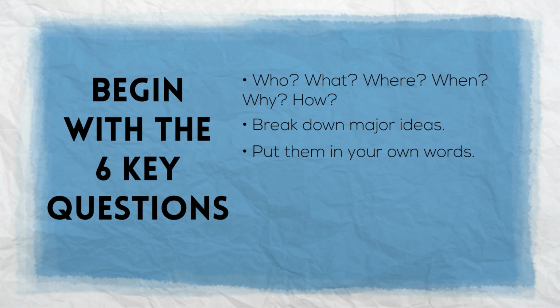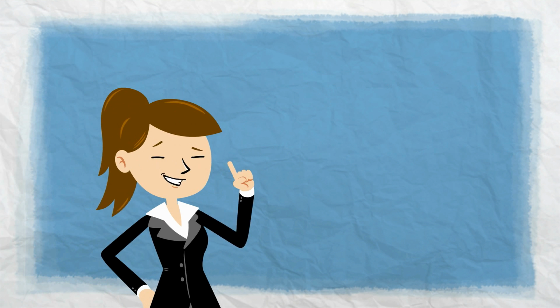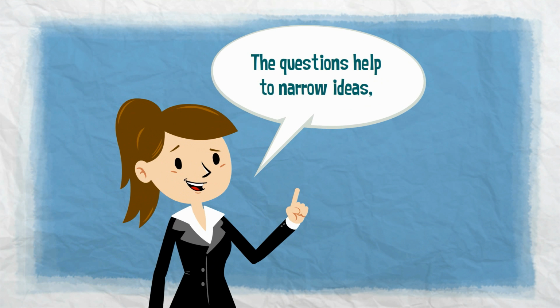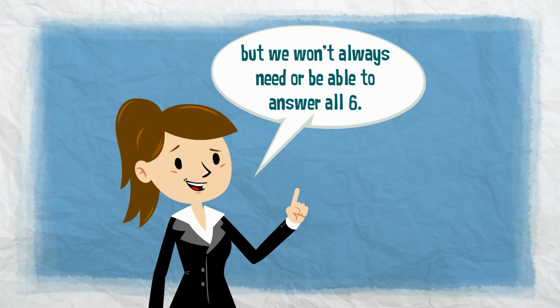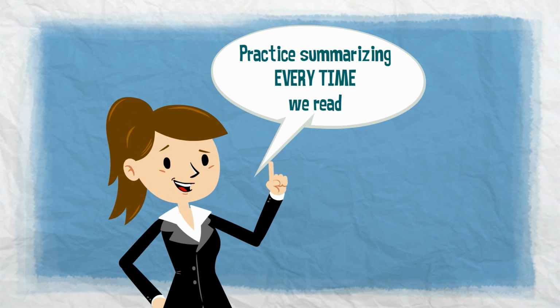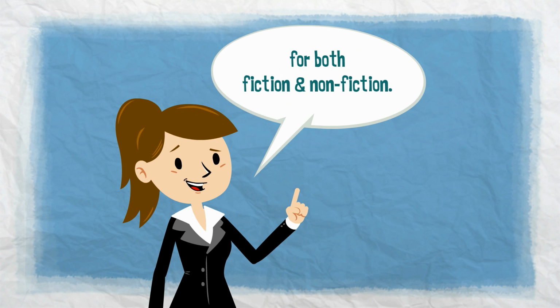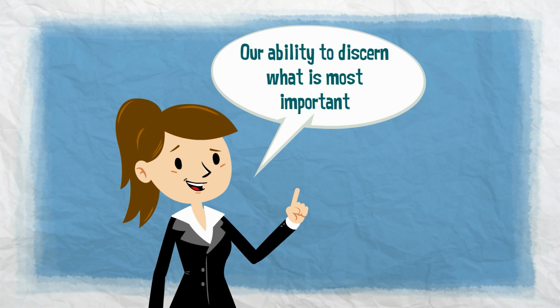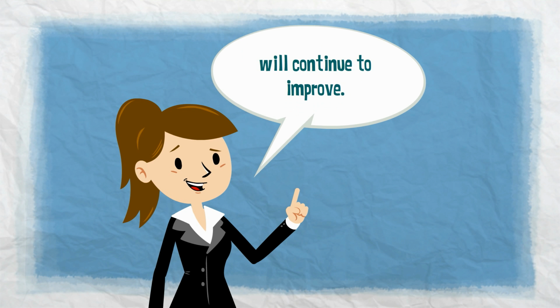However, this is where summarizing starts to get complex. Though the 5 W's and H questions can help you begin narrowing down information, most often, we will not need to or be able to answer all 6 of those questions in our summary. Sometimes we won't have the information, and sometimes the information just isn't necessary. In the end, it's up to the reader to determine what is most important. If we practice summarizing every time we read, whether we're reading fiction or nonfiction, our ability to discern or figure out what is most important will continue to improve.